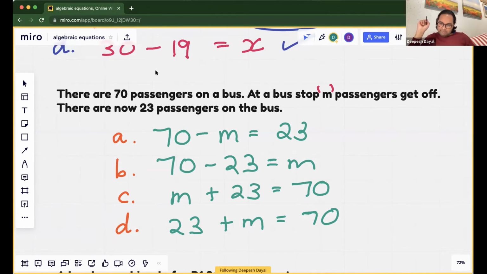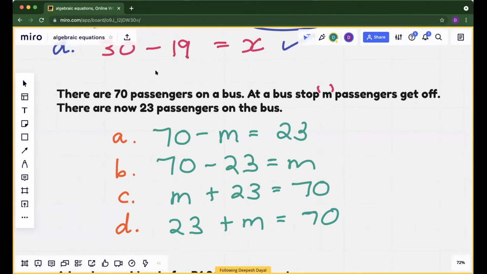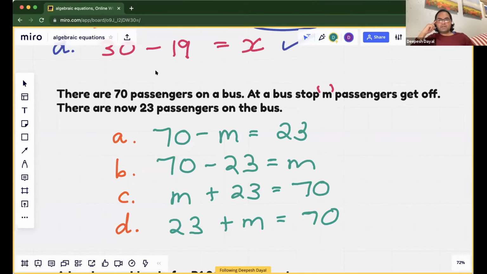So we have 70 passengers in the bus. M passengers get off. Now we have 23. So what will that value of M be? How many passengers got off the bus? You had 70, and then 47. 47 got off. You all agree 47, eh? Let's plug 47.